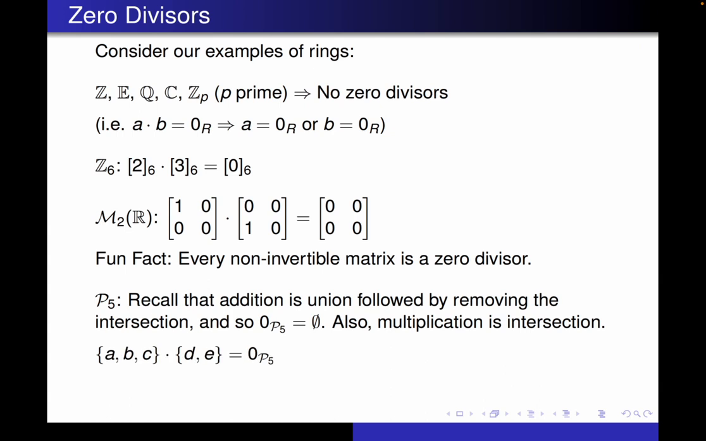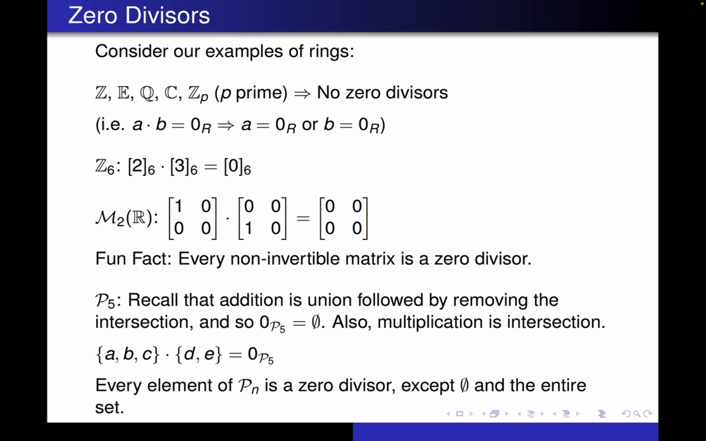So that means if I multiply the set A, B, C times the set containing D and E, and those are in P5 if the set that we're talking about is A, B, C, D, E, that is going to give us the 0 element because the intersection is empty. But notice that the two sets themselves are not empty, which means that those are zero divisors. And it doesn't take much imagination to see that pretty much every element of Pn is going to be a zero divisor, except for 2. The empty set is not going to be a zero divisor because it's 0 itself.